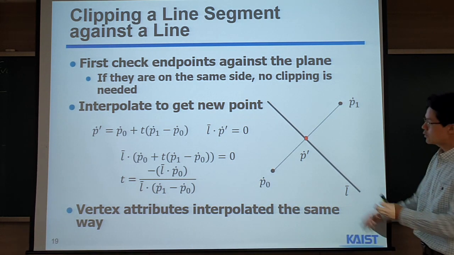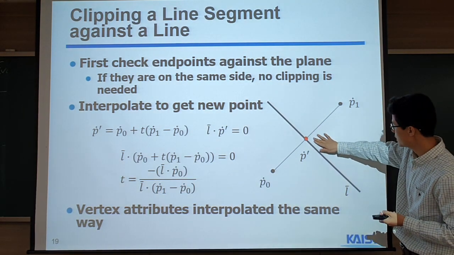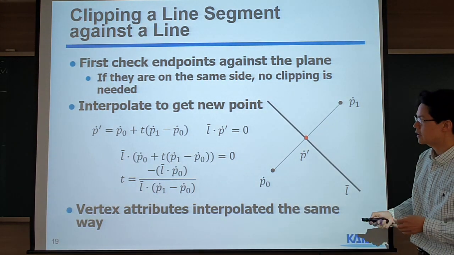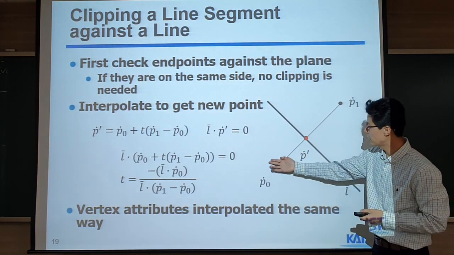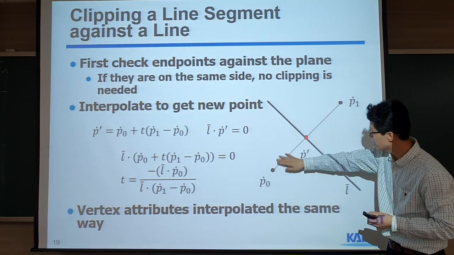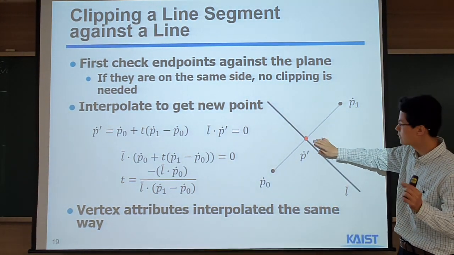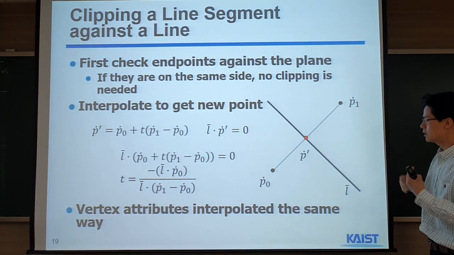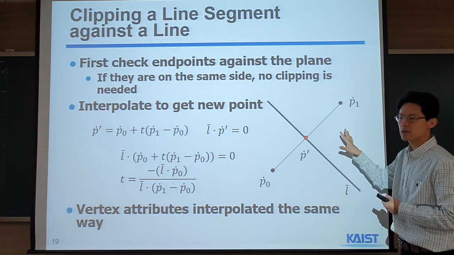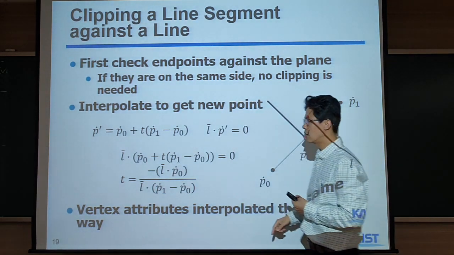Also, when you do the clipping, you also need to compute the position of the P prime. But sometimes you also need to compute the vertex attributes. For example, this one has a red color and this one has a blue color. Then the color varies from here to there, right? Then what is the color here? You also need to assign a color for this clipped vertex, but you do the same operations. You can do linear interpolation between these colors by utilizing this t value, which is the interpolation parameter.